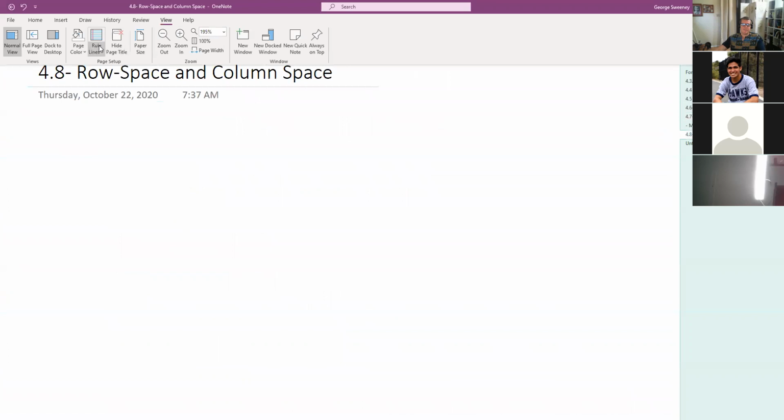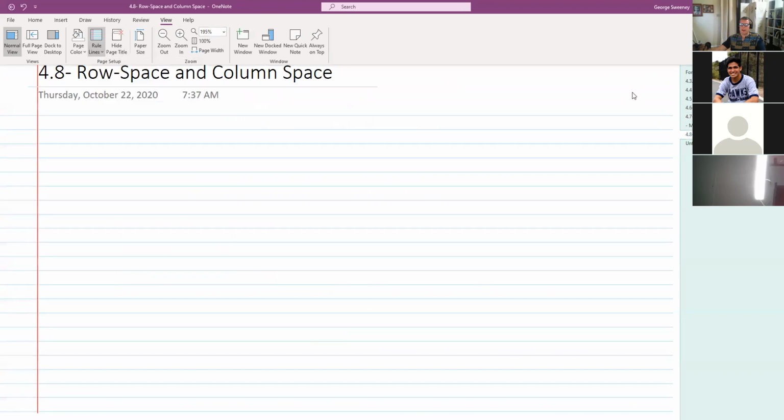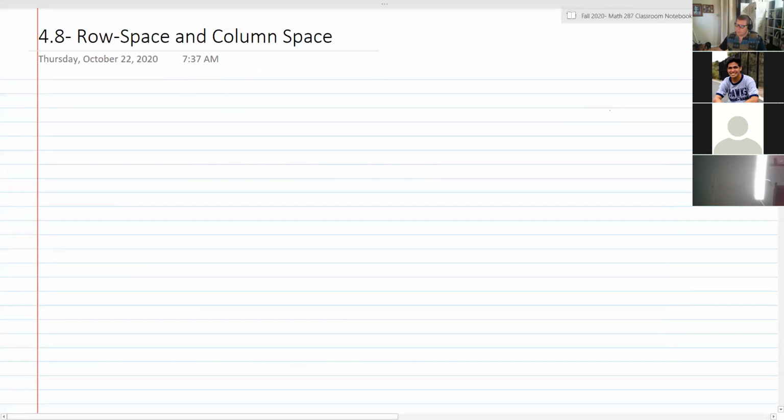So let's do some row space and column space stuff. Okay, so now we're getting into something pretty theoretical. Not that it wasn't before. All right, but let's look at row spaces. So when we define the row space, just as a reminder, for those of you who watched the video, but for those of you who didn't, well, now you get to see it again.